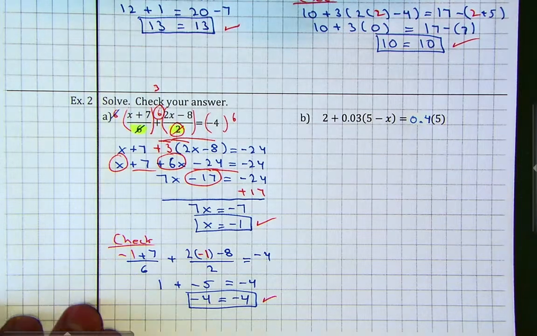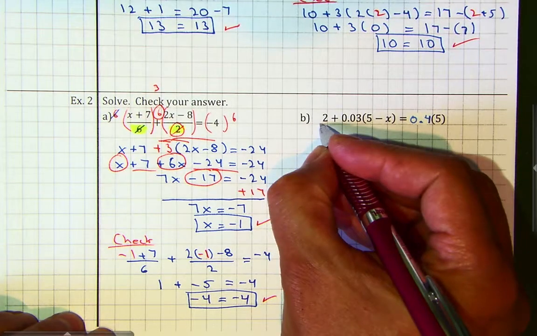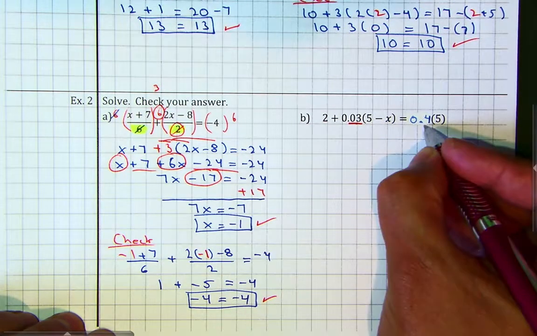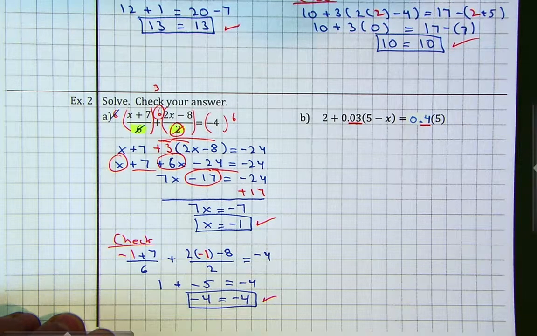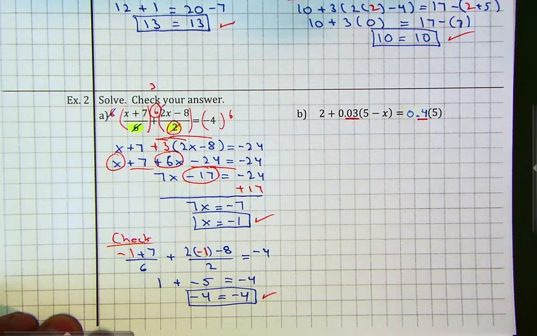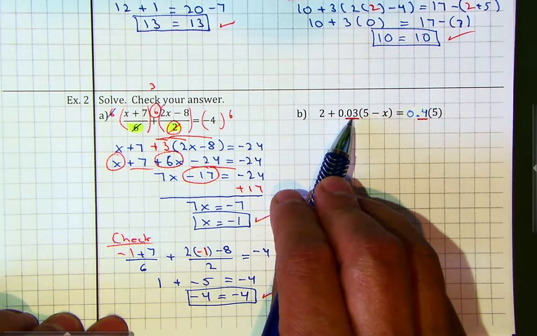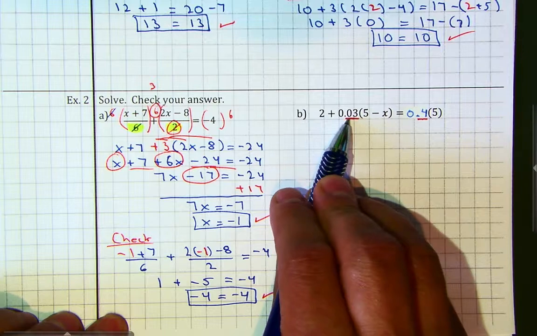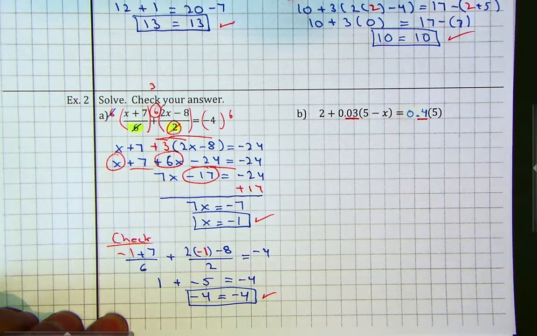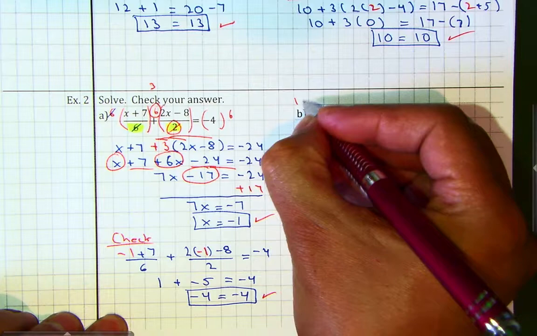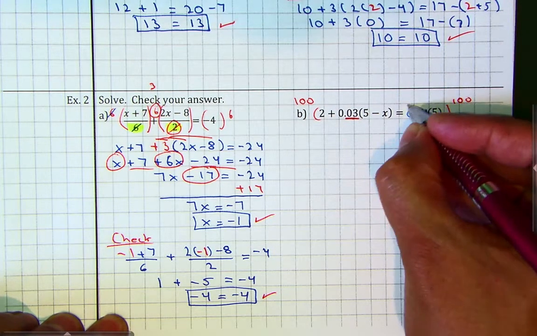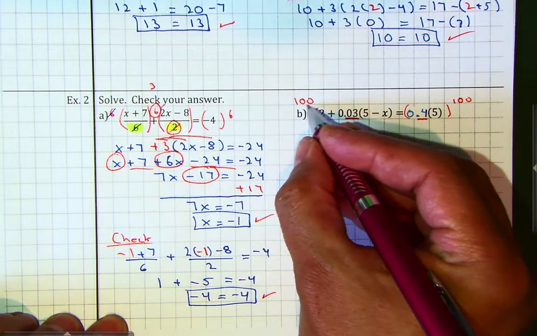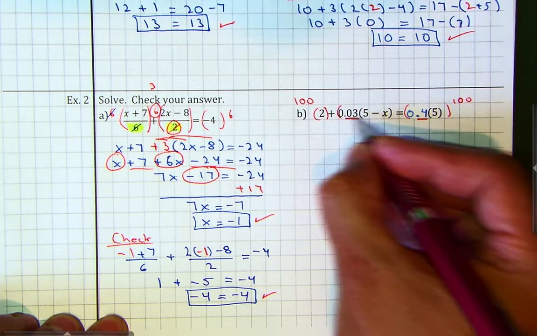So the best thing to do is to just get rid of the decimals. In this case, we have no decimals here, 2 decimals here, and 1 decimal here. So if you can fix that, it should be 0.4. I need to get rid of all the decimals, so I'm going to get rid of 2 decimal places. Therefore I'm going to multiply by 100, the left and the right. I'm actually going to multiply each of the terms, the 2 by 100 and this term by 100.